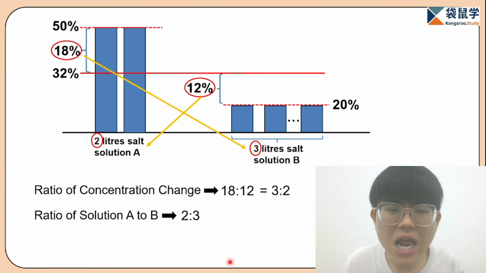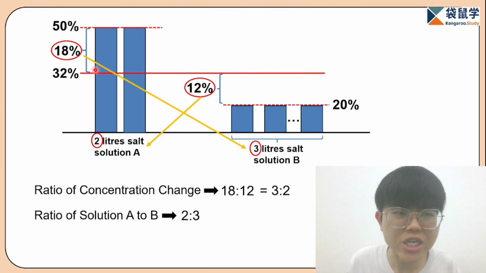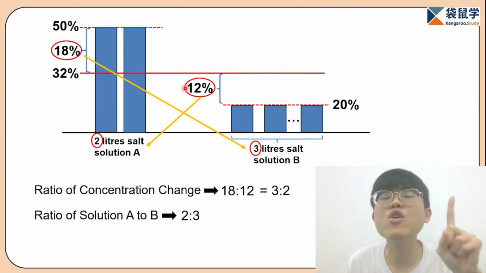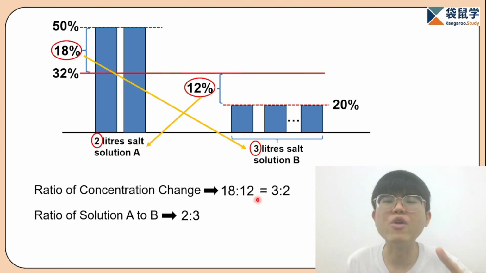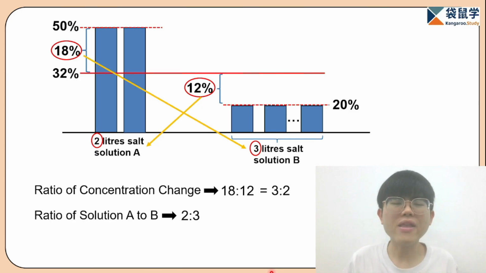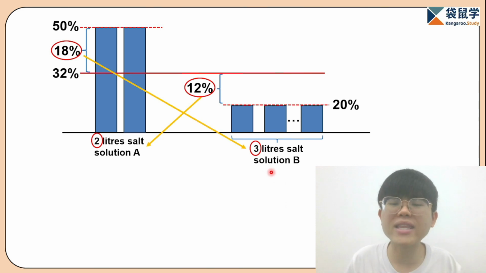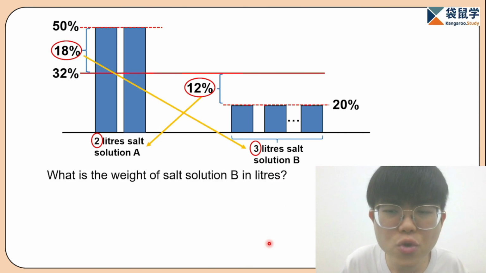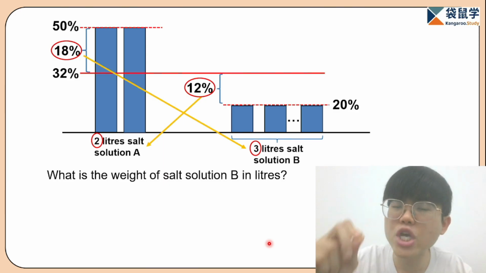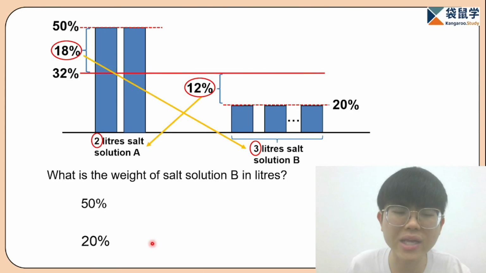Everyone, in this kind of question, if the ratio of these two changes is 3 to 2, then we can say that the ratio of the weight is just 2 to 3, the reverse of it. So everyone, instead of having to draw our figure, if in this question we are also trying to find the liters of the solution B, what we can do now is write the concentration of the two salt solutions, 50% and 20%. We write like this.